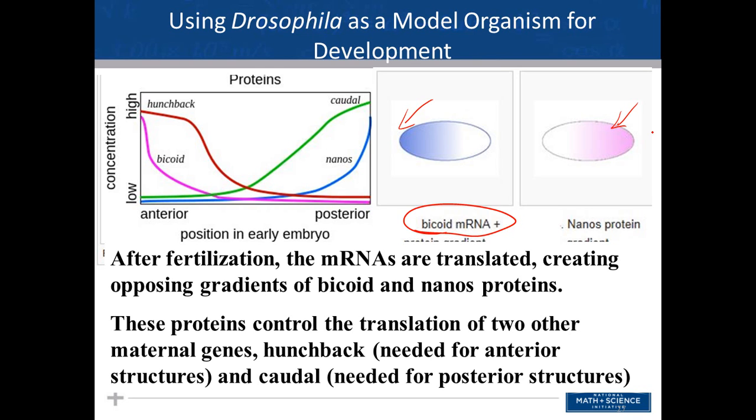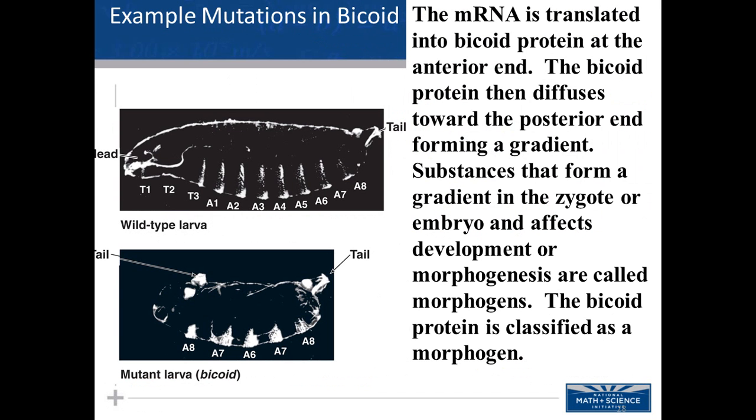Now here's the crazy part. In addition to bicoid and Nanos, they also have found two other maternal effect genes that are responsible for the posterior and the anterior end. And those are called hunchback, and hunchback is needed for the anterior structures, and caudal, which is needed for the posterior structures. But here's the crazy part.